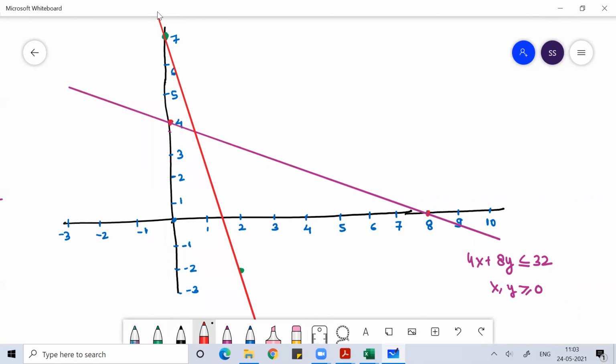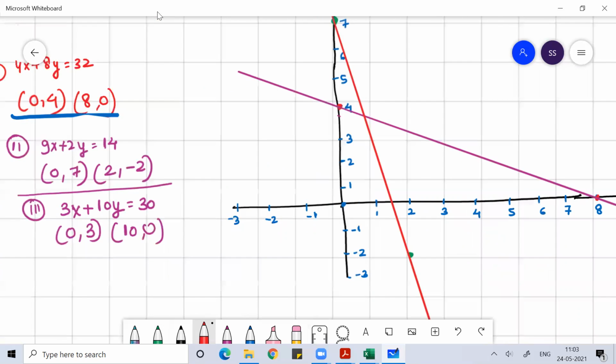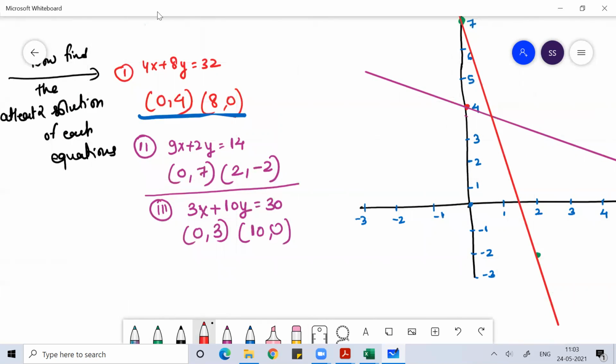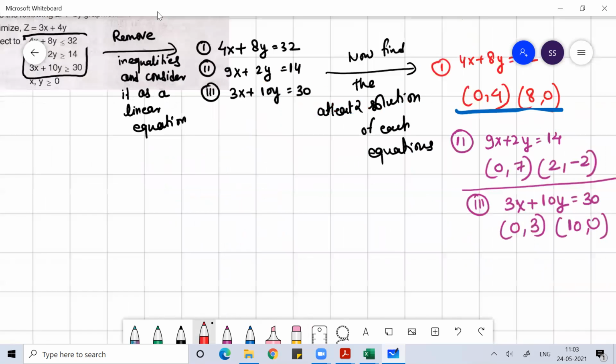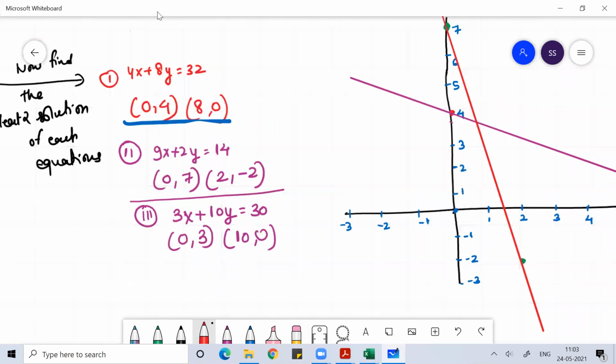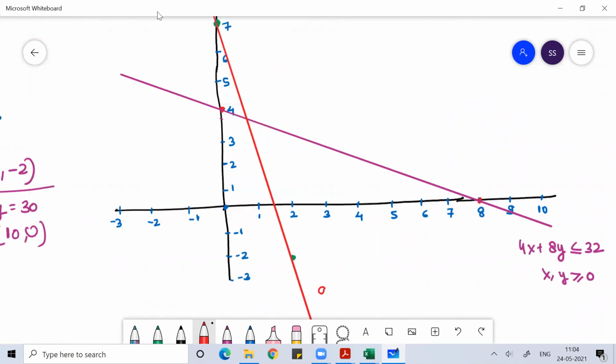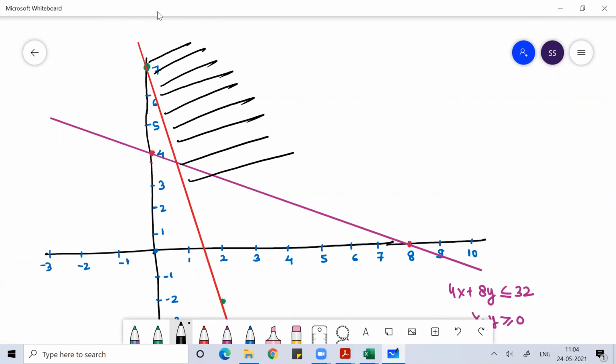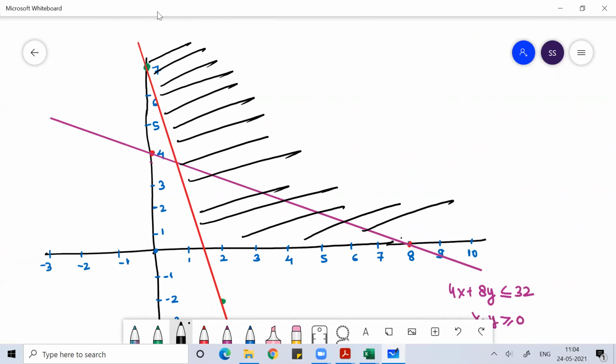Okay. So this basically represents what? This represents 9x plus 2y. What is the actual area? 9x plus 2y greater than or equal to 14. So what area will this line represent, guys? This will represent all the area greater than this line, the solution for that.